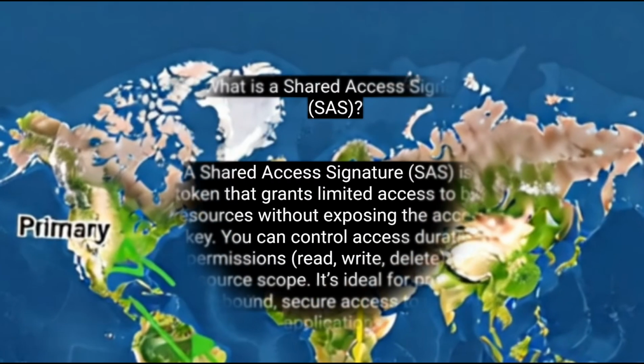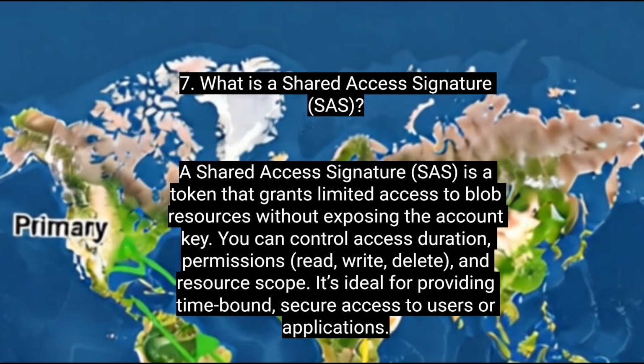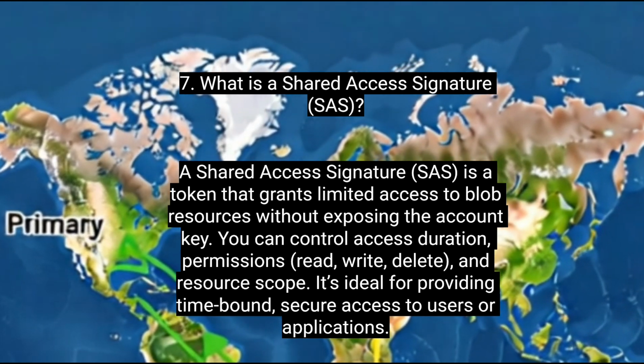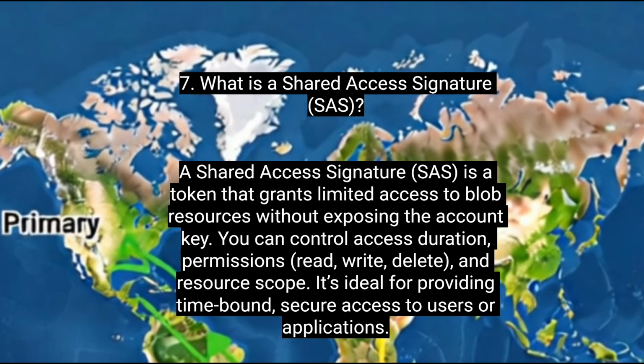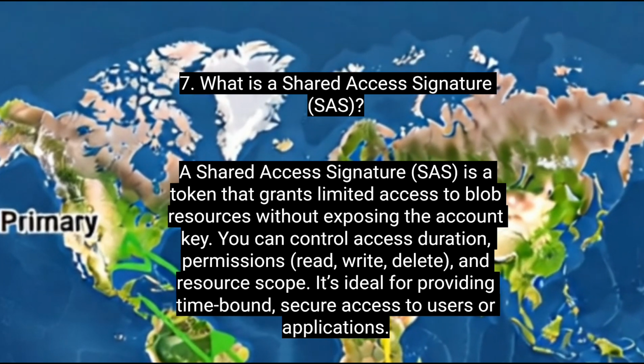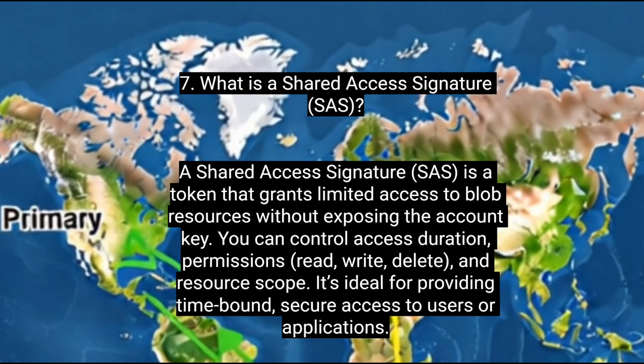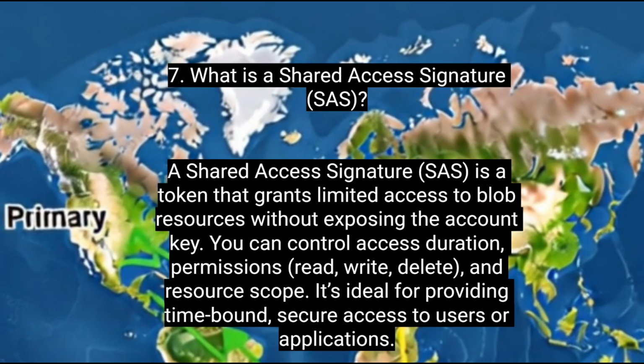7. What is a shared access signature, SAS? Answer. A shared access signature, SAS, is a token that grants limited access to blob resources without exposing the account key. You can control access duration, permissions, read, write, delete, and resource scope. It's ideal for providing time-bound, secure access to users or applications.